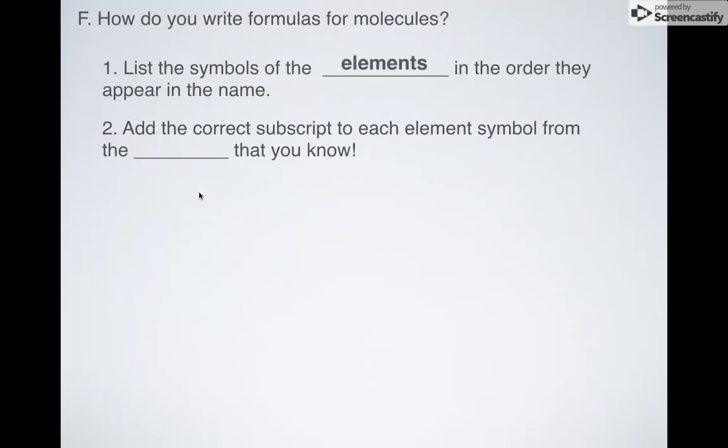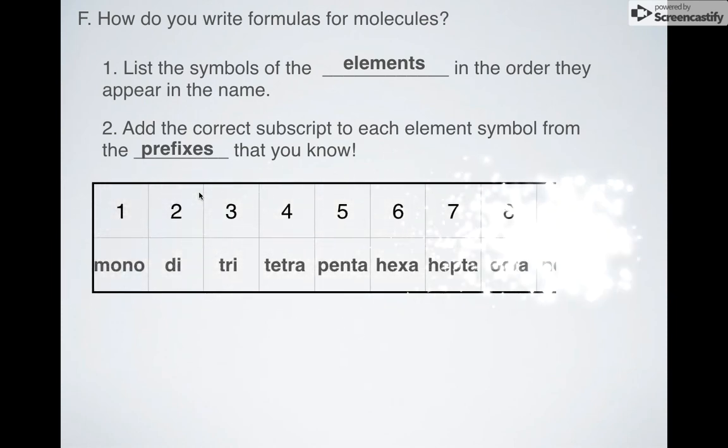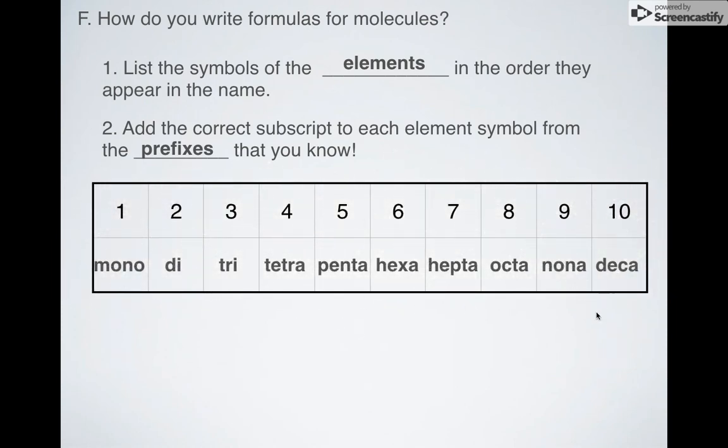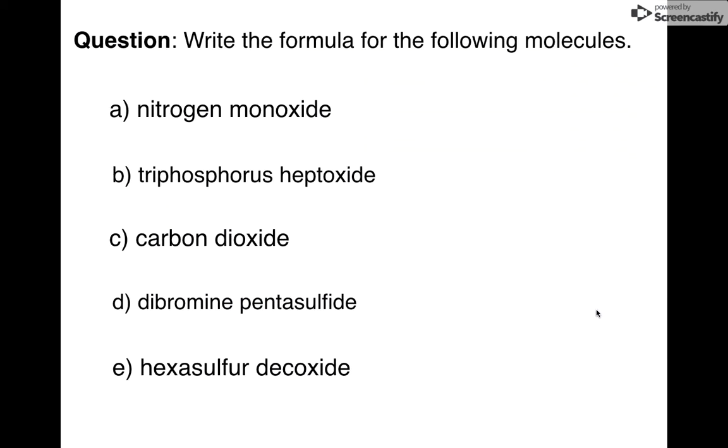How do you write formulas? You list the elements in the order they appear in the name, and then you look at those prefixes. And those prefixes, like I said, are really going to come in handy, so make sure you know your prefixes. So if I said nitrogen monoxide, what would be the formula for that? Nitrogen's N, monoxide, that's 1 oxygen, just O. Notice there's no crisscrossing, nothing fancy like ionic compounds. You just look at whatever it says.